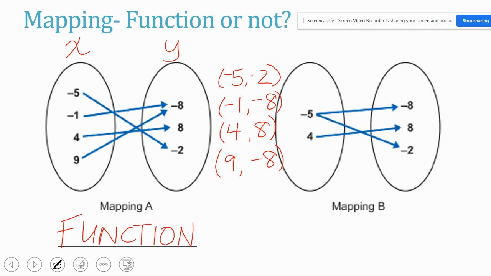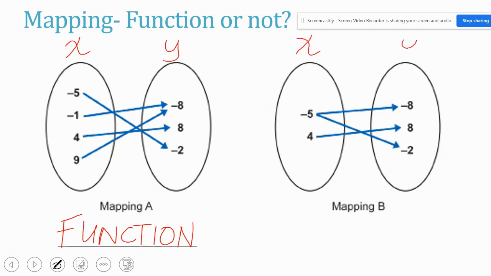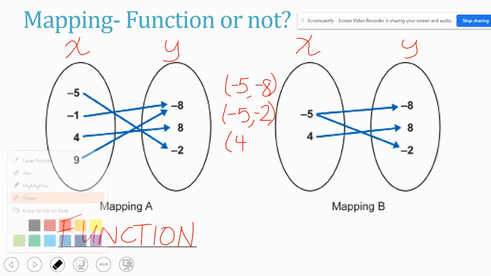Okay, let's look at another one. I'm going to just erase these so I have a little bit more space so I can do the same thing just so we can clearly see if this is a function or not. X and Y. So here we see -5 to -8, -5 to -2, and then 4 to 8. So this -5 is going to two numbers in the y value. So let's see what that looks like when we write this as ordered pairs. -5, -8, -5, -2, and then 4, 8.